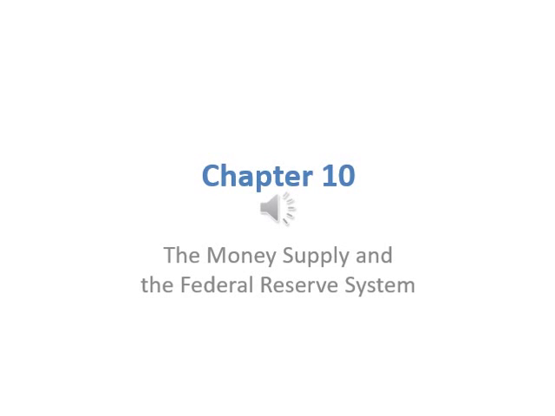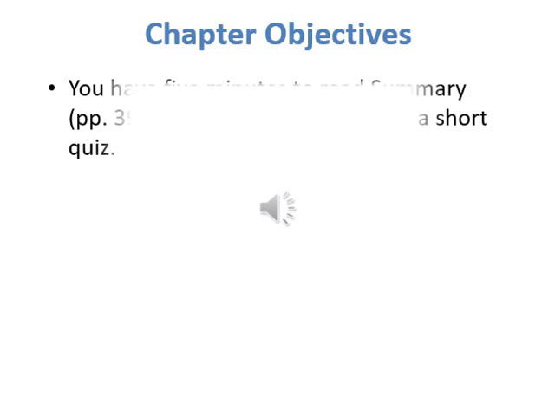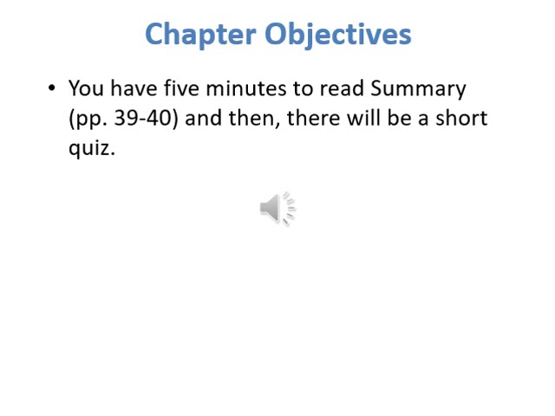Chapter 10. The Money Supply and the Federal Reserve System. Chapter Objectives. You have 5 minutes to read summary, pages 39 to 40, and then there will be a short quiz.